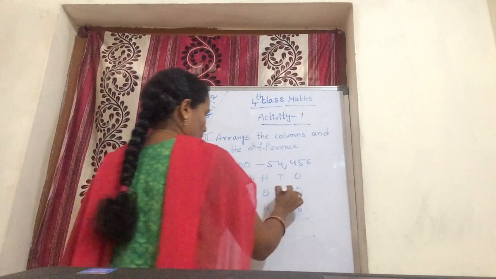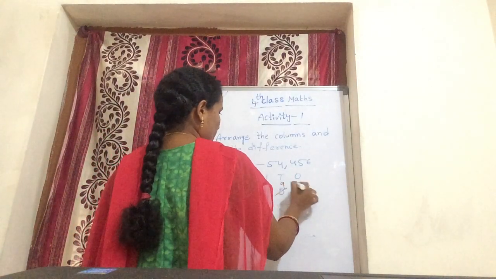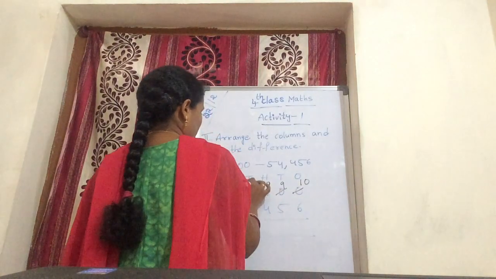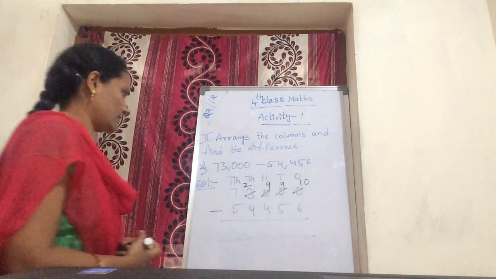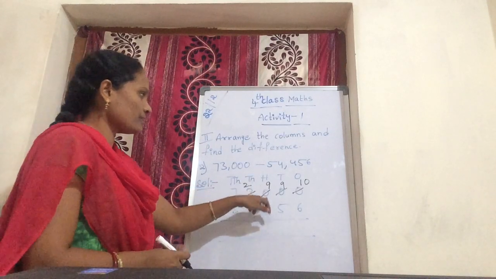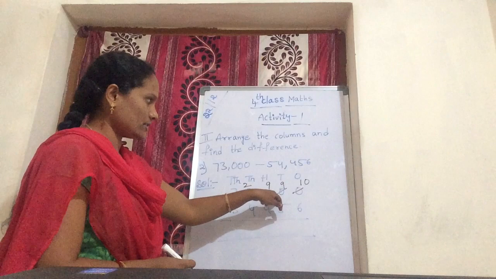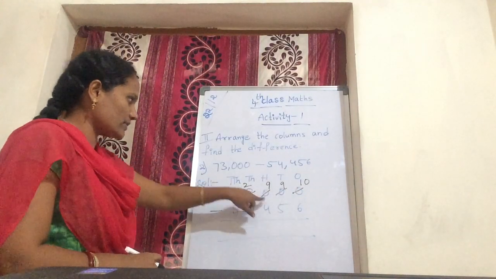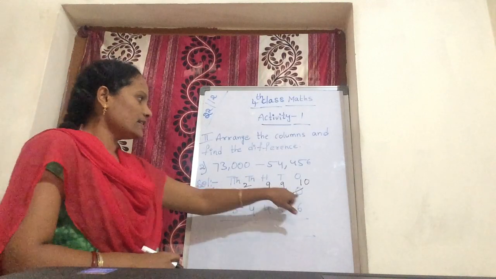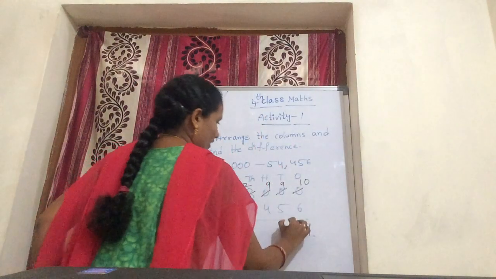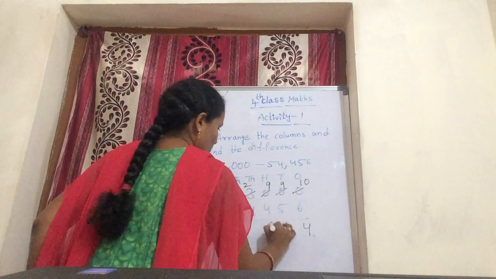Okay, now after borrowing, this is a 9, this is a 10, this is a 9, this 3 is a 2. You're taking borrowing from thousands, so thousands to hundreds, again hundreds to tens, tens to ones. So that's why this 3 is a 2, this 0 is 9, this 0 is 9, this 0 is a 10. Now 10 minus 6, you get 4. 9 minus 5, 4. 9 minus 4, 5.